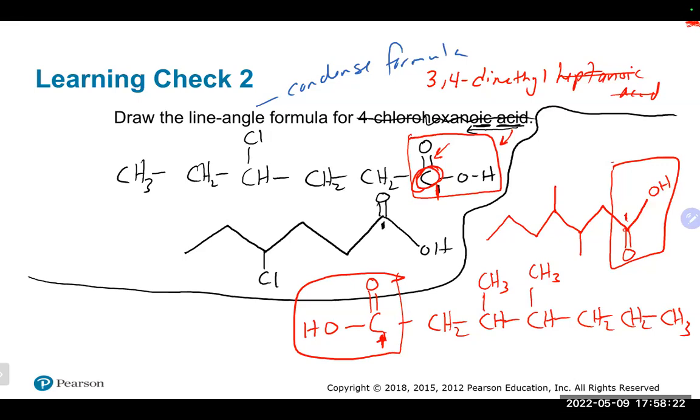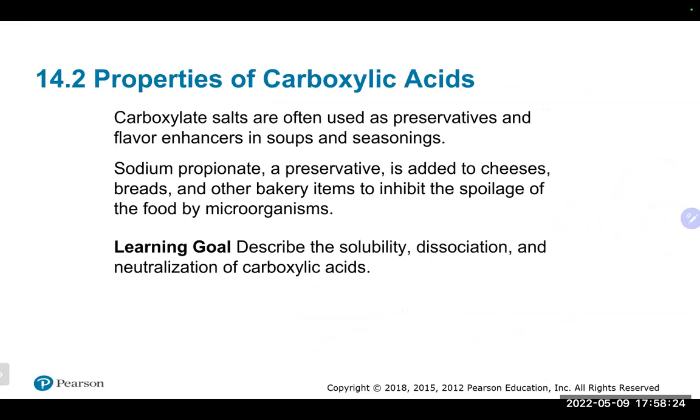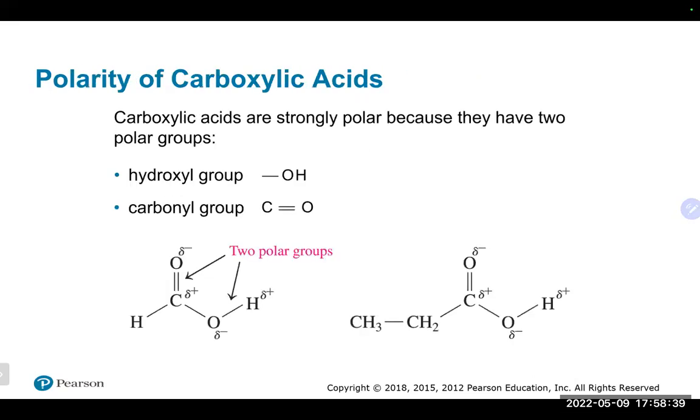Okay. So let's talk a little bit about some properties of these carboxylic acids. They're used as preservatives and flavor enhancers, and also added to cheeses, breads, and all those good stuff to keep everything going. As I talked about earlier, they are strongly polar because they contain 2 very polar groups. The carbon-oxygen double bond on the carbonyl group is polar, and obviously our hydroxyl group is also very polar.